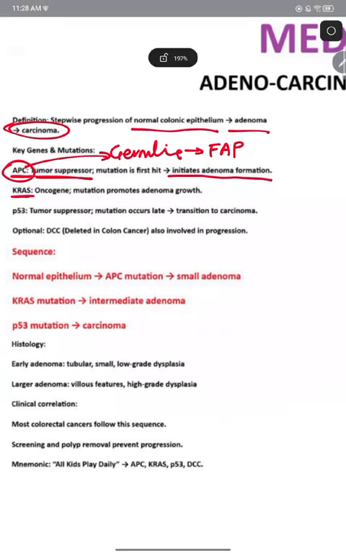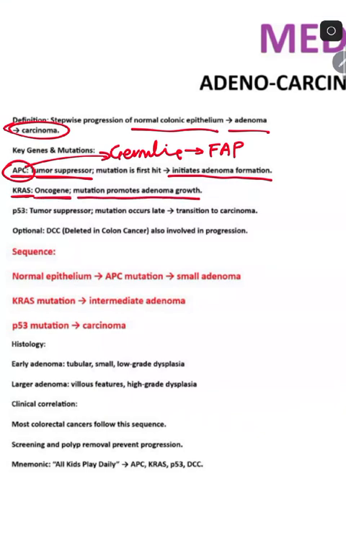The next gene mutation is KRAS. This is the oncogene, and the mutation promotes adenoma growth. The last gene is the P53 gene. It's an important gene, and it's frequently tested in many concepts, not just this one. This is the tumor suppressor also, and it occurs late, and this is what causes the transition to a carcinoma.